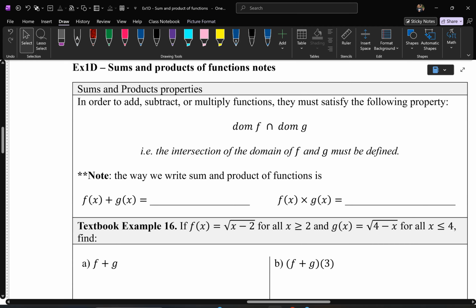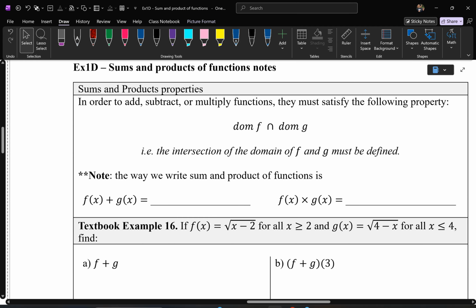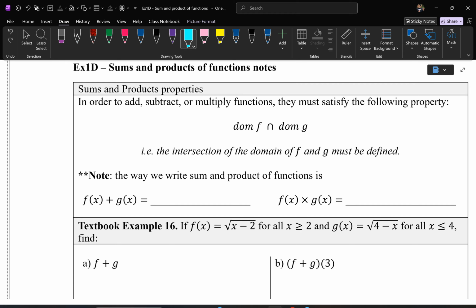Exercise 1D. Sums and products of functions. Again, you don't have to do all the questions. It takes a long time to do. It's the analysis that you take out of it. And again, if you don't get it the first time, chapter 7 does it again in 7D or something like that.